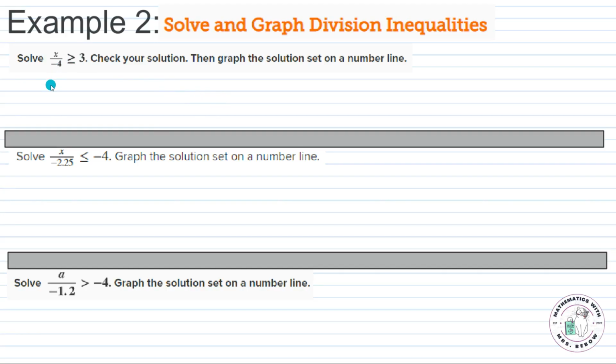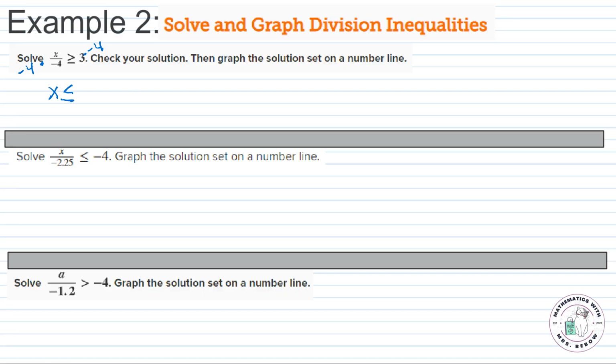So starting with the top problem, x divided by -4 is greater than or equal to 3. Well, to start this, to undo dividing by -4, we're going to multiply by -4 on both sides of our inequality. Again, since we're multiplying by a negative, we need to reverse that symbol. So notice that I'm writing it as a less than or equal to sign.